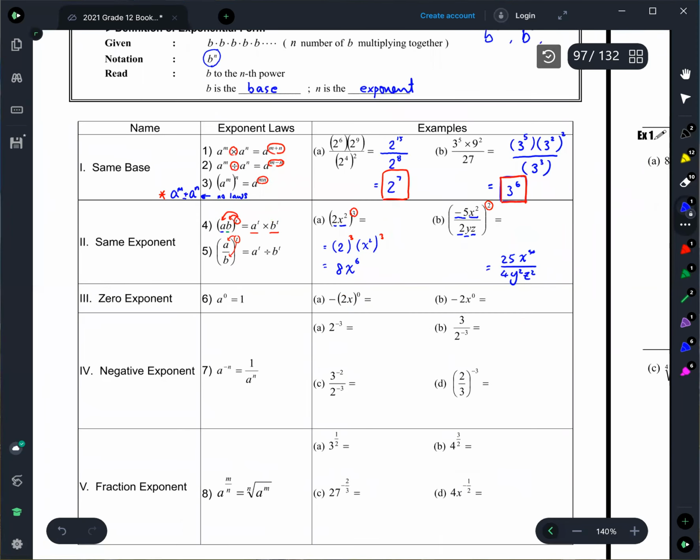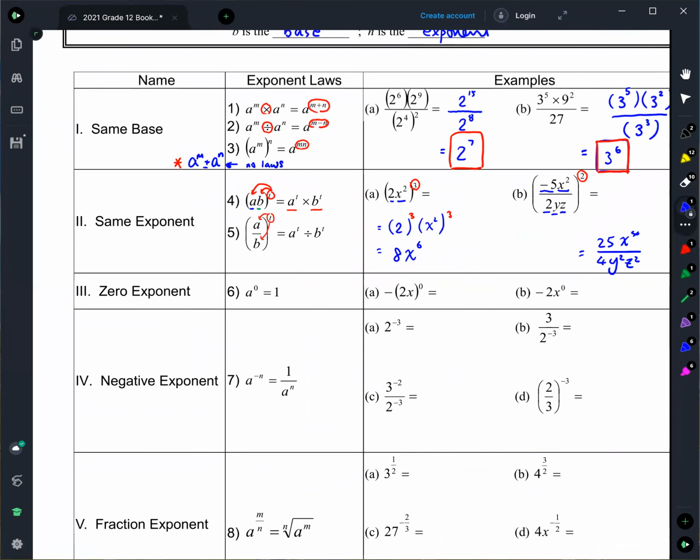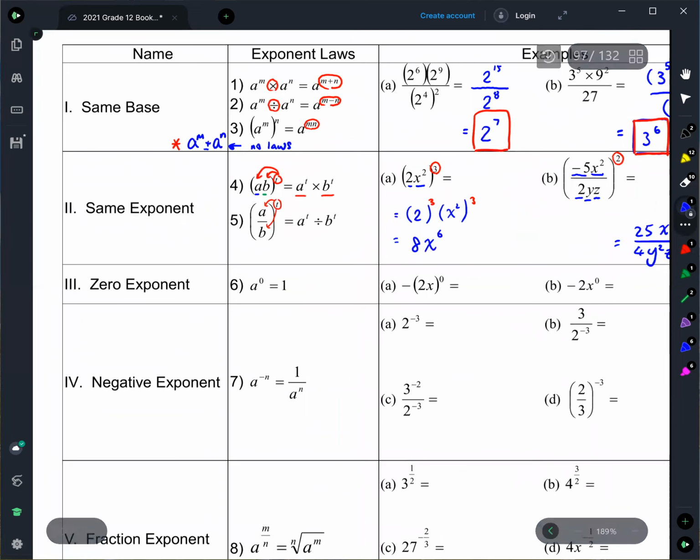Right, so next part is the zero exponent. Okay, so if you have an exponent of 0, it just turns into 1. You can see question A and B, they are very similar. Right, one has bracket, one has no bracket. So you think about what does the exponent affect, okay? You have to figure out what's the base for the exponent. So if you look at question A, the base is 2x, okay? And for question B, what do you think the base is?